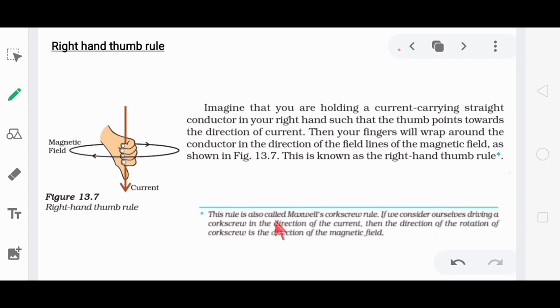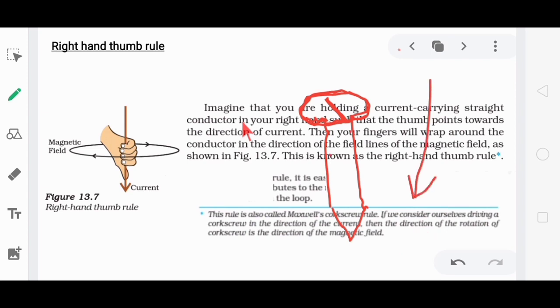This rule is also called Maxwell's corkscrew rule. If we consider ourselves driving a corkscrew in the direction of the current, then the direction of rotation of the corkscrew is the direction of the magnetic field line. Generally, a corkscrew is given like this. Some threads are also available on its body. We have to provide clockwise rotation to fasten it in a valve.